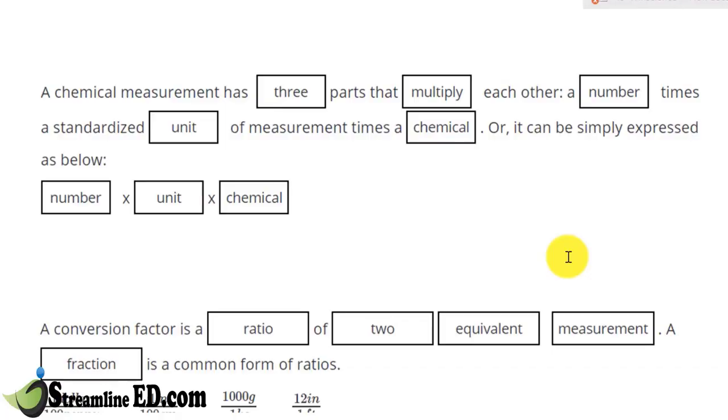Well, we know that any measurement in chemistry has three parts. And the parts multiply each other. They're not adding to each other, but they are multiplying each other. And I'm going to explain that later. Well, the first part is a number. And that number times, I'm referring to multiply, okay? A standardized unit of measurement. And that, again, times, in this case, is going to be multiply. Again, I'm talking about multiplication.